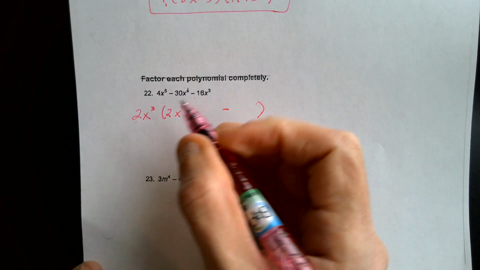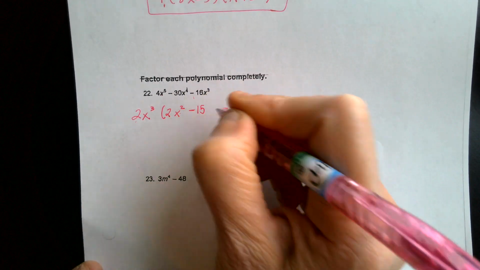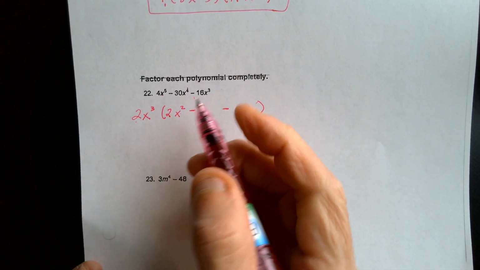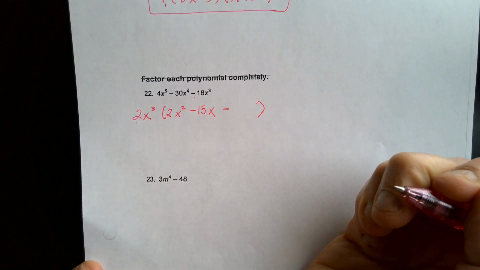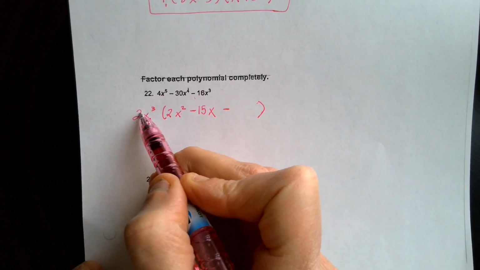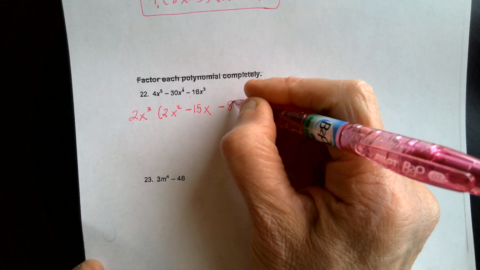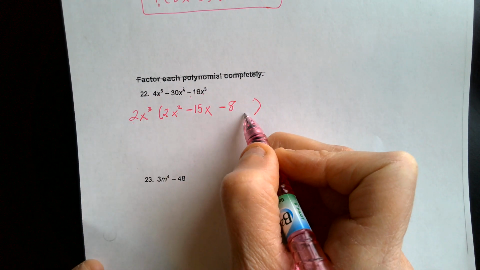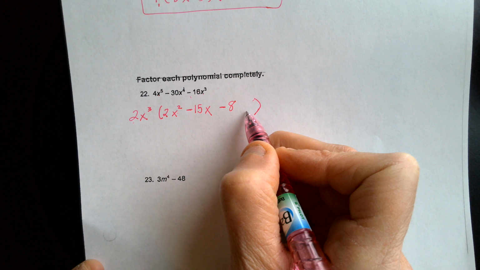30 divided by 2 is 15. X to the 4th, I took out 3. How many are left? 1. 16 divided by 2 is 8. I had x to the 3 and I took them all out front. How many are left? None.